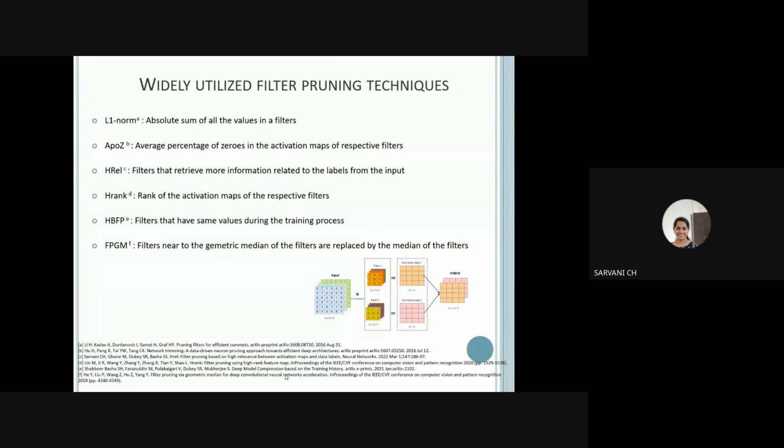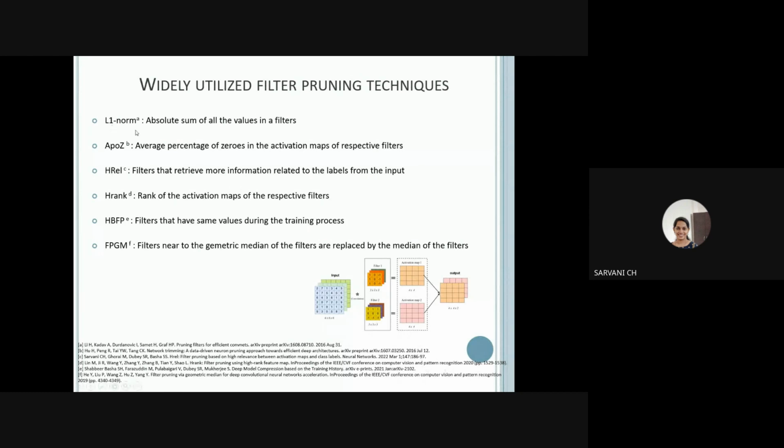Next, we will go through some of the widely utilized pruning techniques. These are the various widely used techniques, and just going through these papers, you can easily understand how they have performed, based on which criteria they have selected the unimportant filters and pruned the filters.